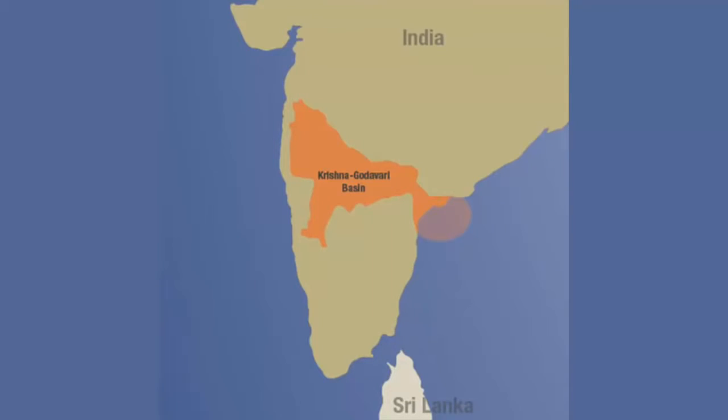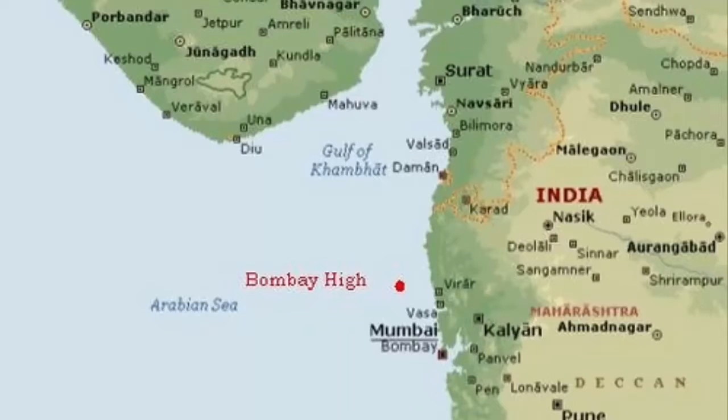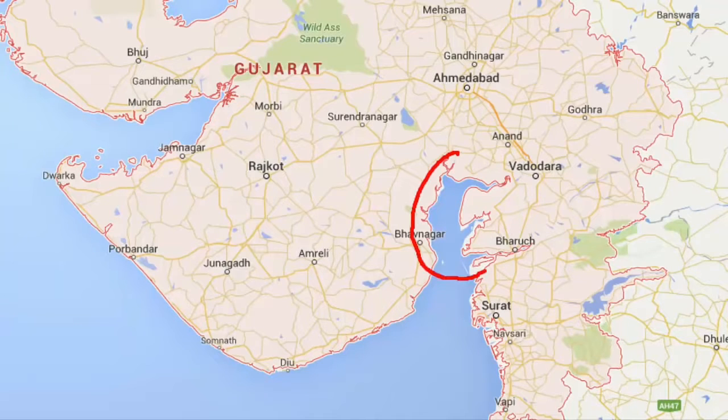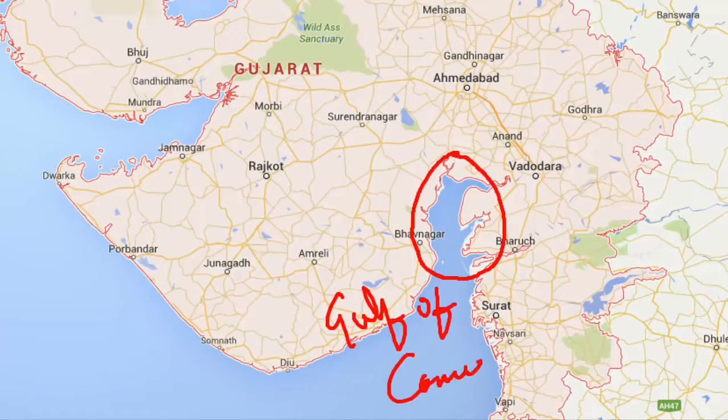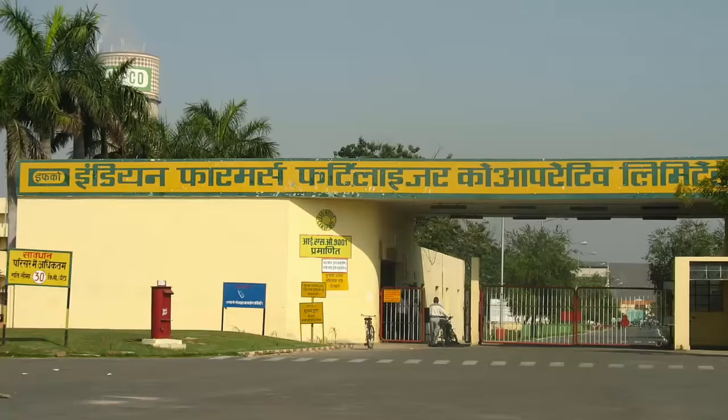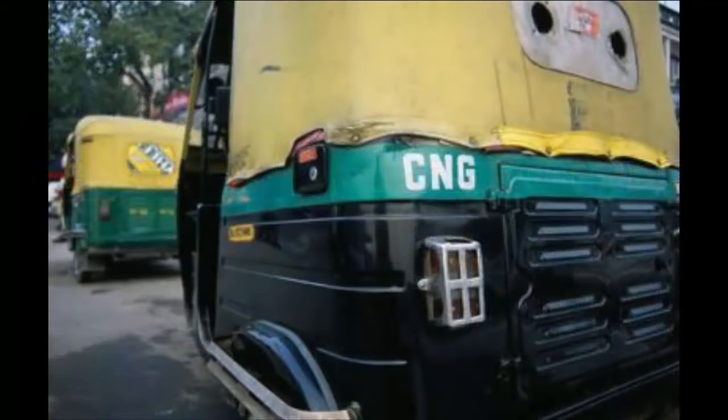Large reserves of natural gas in India are found in Krishna Godavari Basin, Bombay High, Andaman and Nicobar Islands, and Gulf of Cambay. This inlet over here is referred to as Gulf of Cambay, and the other one, which is here, is called Gulf of Kutch. Natural gas is used heavily in fertilizer industries, and compressed natural gas is used for vehicles instead of petroleum.